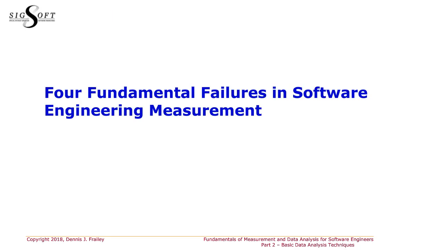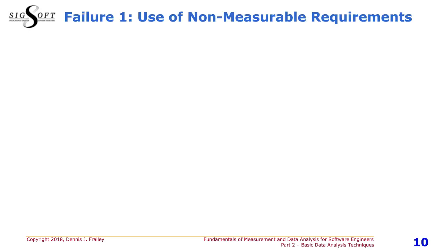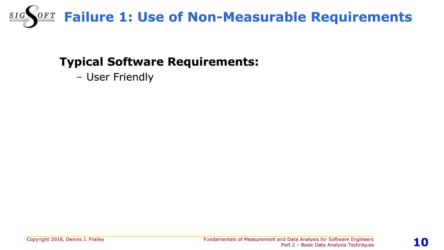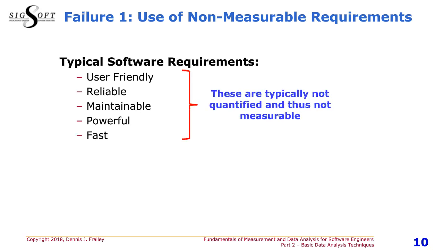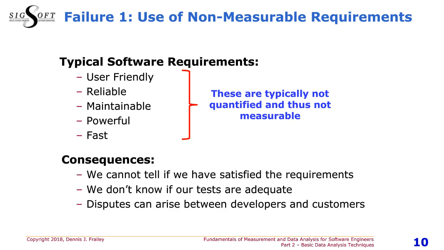Okay, now I want to cover 4 fundamental failures in software engineering measurement, and this is directly out of the Fenton textbook. The first one that Fenton mentions is that we have requirements that we cannot measure, or at least we don't have a very good way to measure. Here are some typical software requirements: user-friendly, maintainable, and so forth. These are typically not quantified, and if they're not quantified, then it's not possible to measure them. And so how do you know whether you've satisfied the requirements? How do you know whether your product is user-friendly?